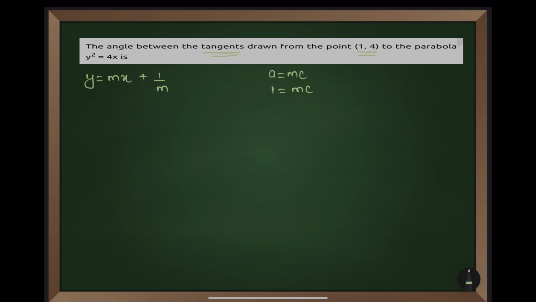Correct? And you also know that your tangent should pass through the point (1, 4). So it should satisfy the point (1, 4). So it is 4 = m + 1/m. Now do cross multiplication and we will have m² − 4m + 1 = 0.